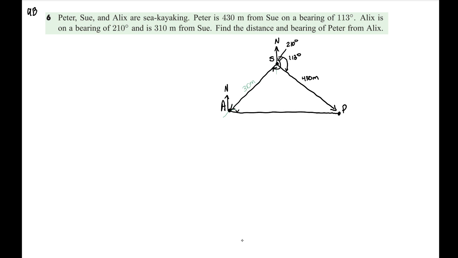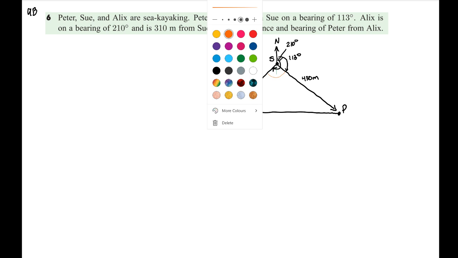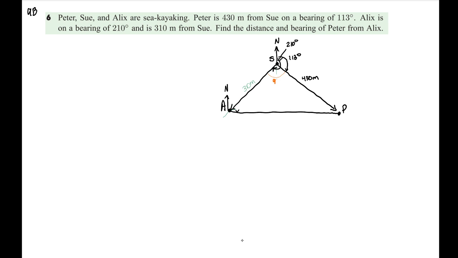Now, based on the information that I have here, it's 210 degrees for Sue to rotate and see Alex. It's 113 degrees for her to rotate and see Peter. The difference between the two is what this angle is. So if I do 210 minus 113, I end up with 97. So this angle enclosed within the triangle is 97 degrees. That's basically if Sue was looking at Peter and then continued to rotate to Alex, that's how many degrees she has to rotate through.